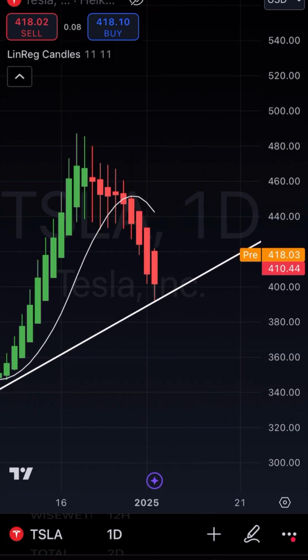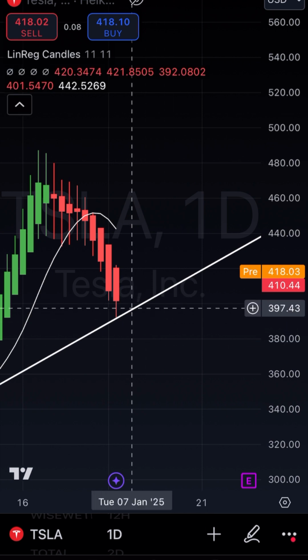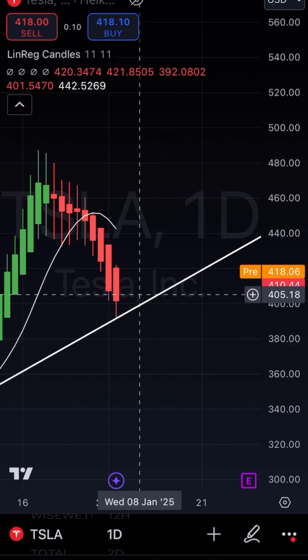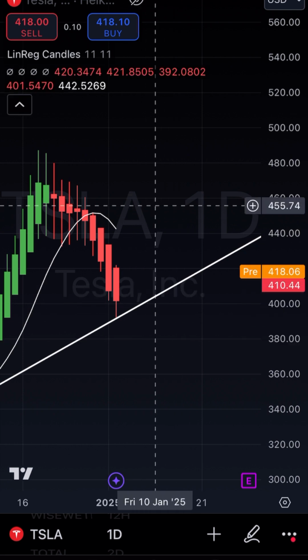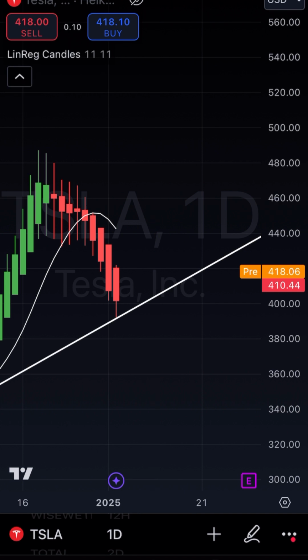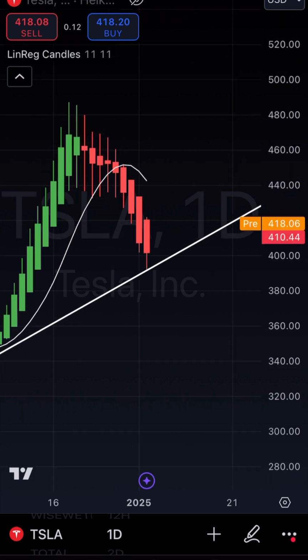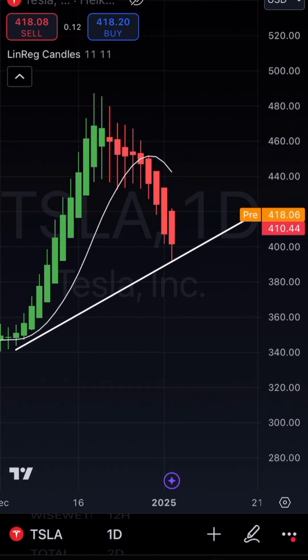So if it breaks this line, then most likely it'll go against the trend and you'll be in a downtrend. But most likely it's probably going to bounce up from here. I would wait until this line gets a little bit closer. But anyway, those are kind of the ways you look for signals.